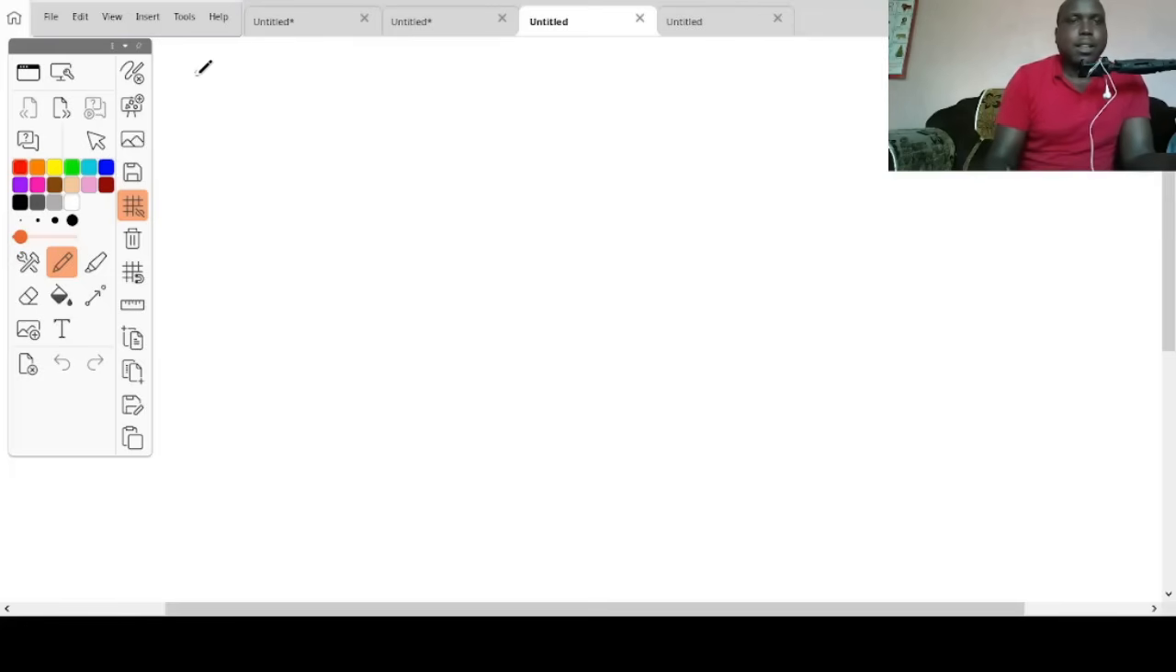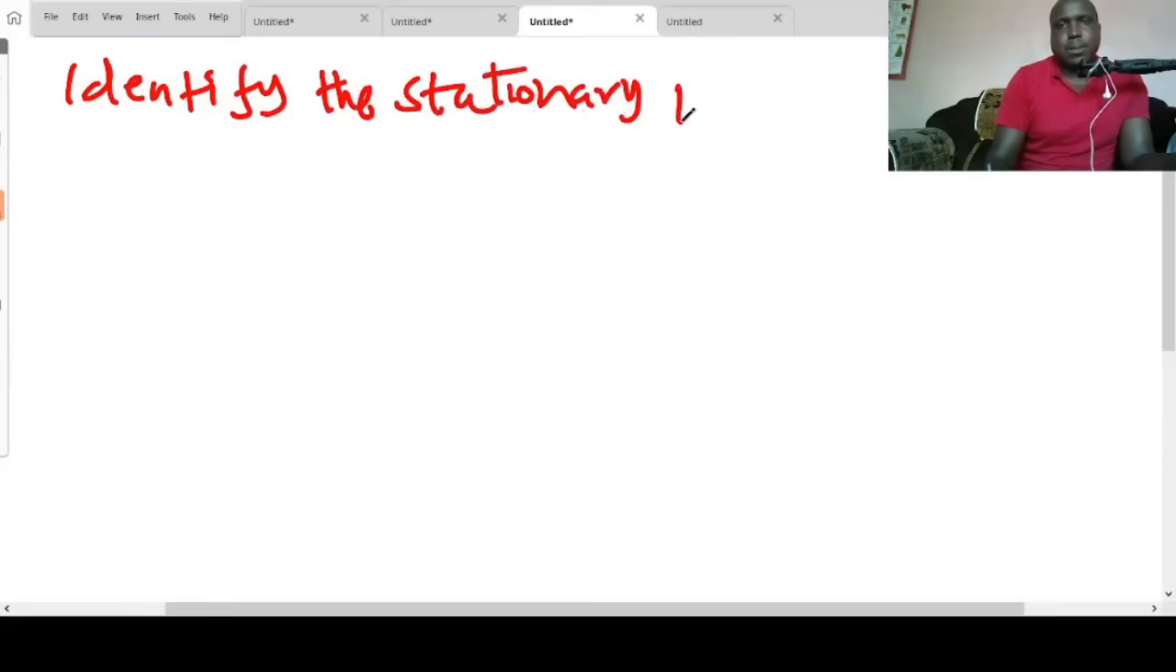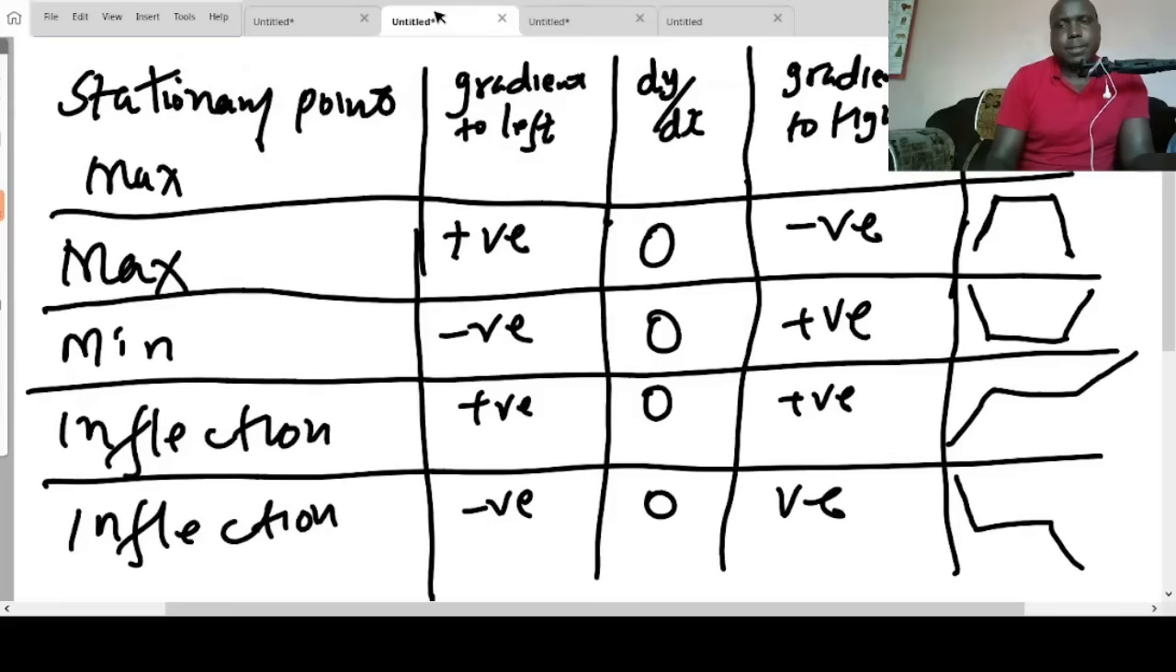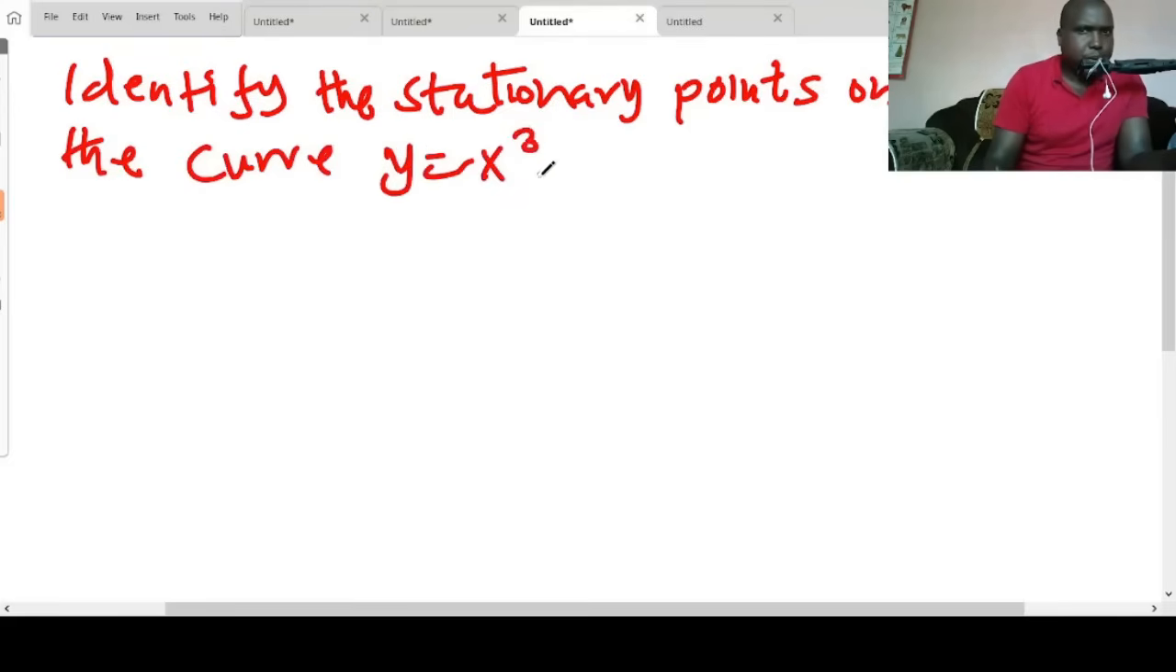And even better, identify the stationary points on the curve y is equal to x cubed minus 3x plus 2.